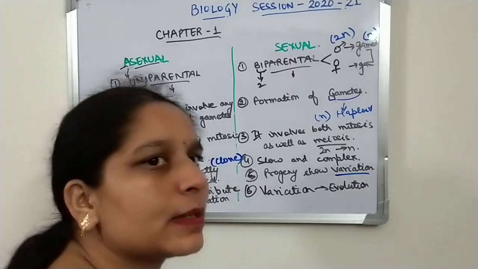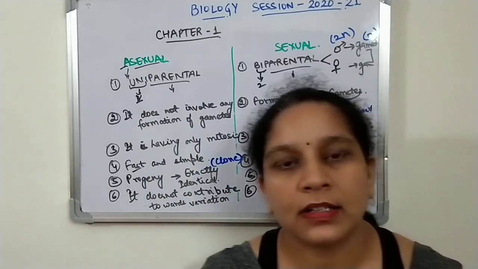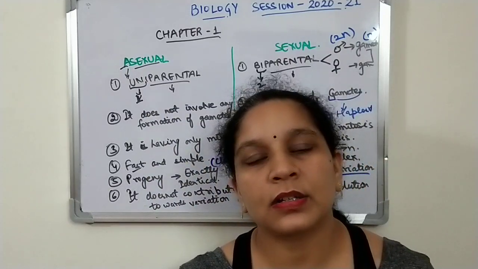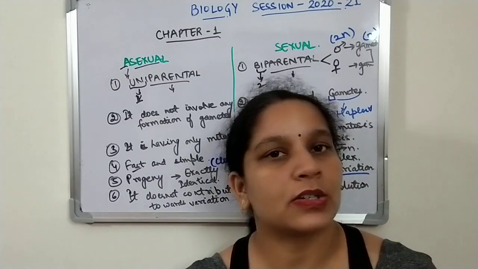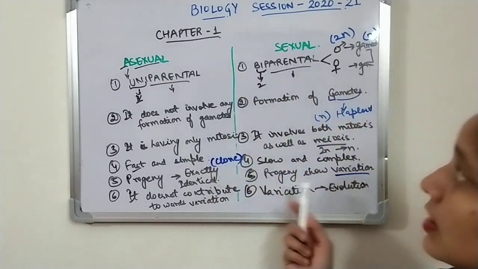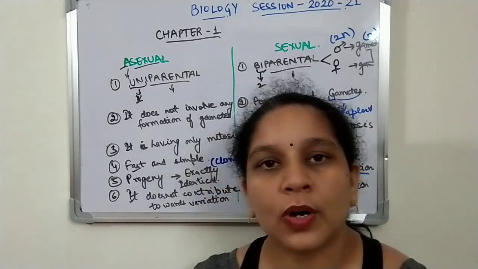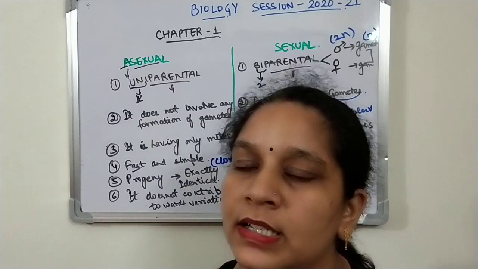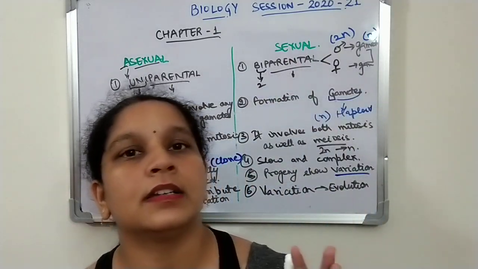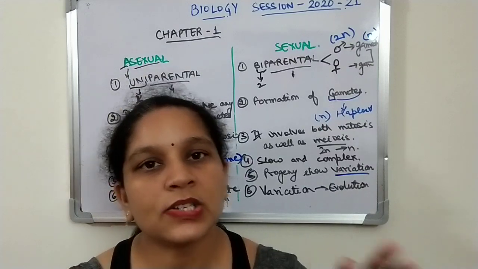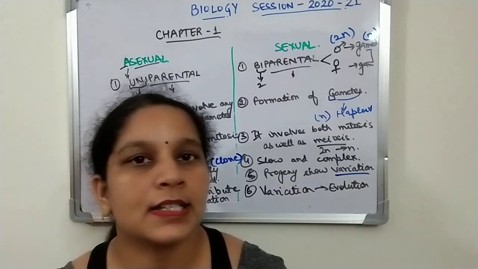The last and simple difference is that asexual reproduction is shown by either single-celled organisms or lower organisms whose body organization is very simple. But sexual reproduction is mainly shown by higher animals whose body organization is complicated. It has a tissue level of organization, which means there is a division of labor to each and every tissue, to each and every cell, which performs the work assigned. Okay.